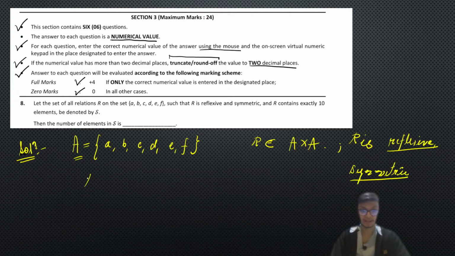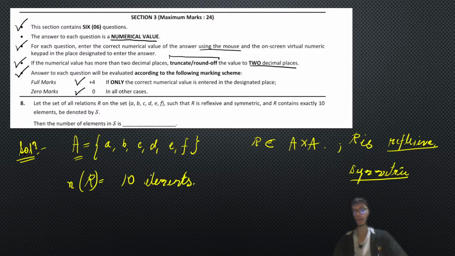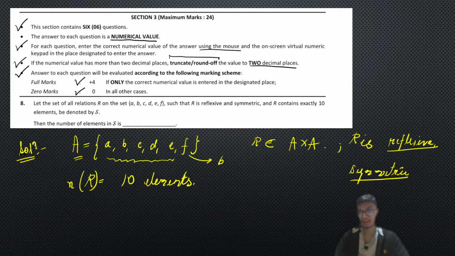Also it says that the relation R consists of exactly 10 elements. So we have to find how many such relations there are, where R contains exactly 10 elements, denoted by delta. So to find the number of elements in delta, let's go about with this question. As you can see, there are 6 elements in set A.